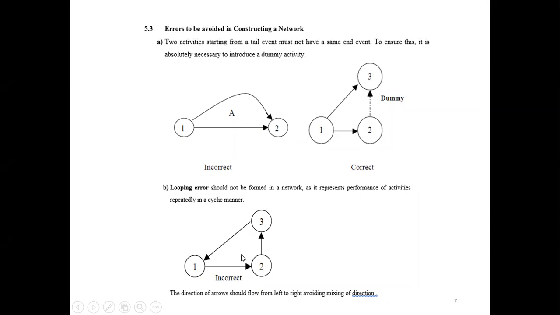So the arrow mark will always be forward, a front pass, never reversed. The direction of the arrow should flow from left to right, avoiding the mixing of directions. So these are the errors to be avoided in the construction of the network diagram.